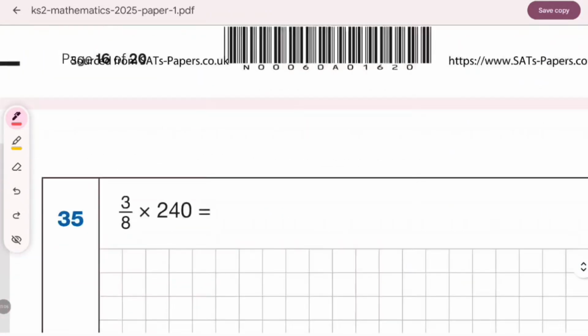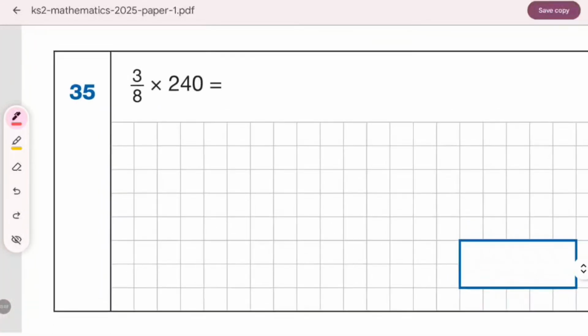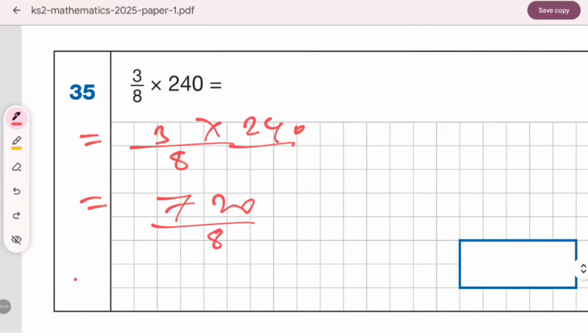Now the next question number is 35. We just have to find out the product of these two fractions. So we will just simply multiply numerator terms. So we will get 728 divided by 8, and we know 728 is completely divisible by 8, 91 times. So in this way we will get the correct answer for this question as 91.